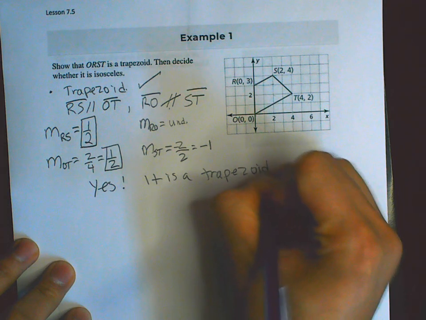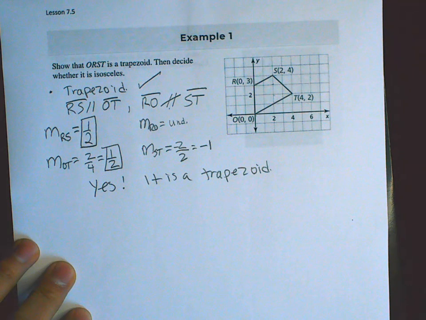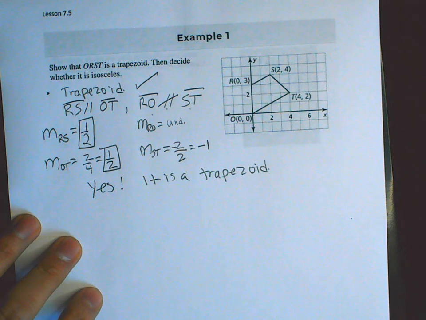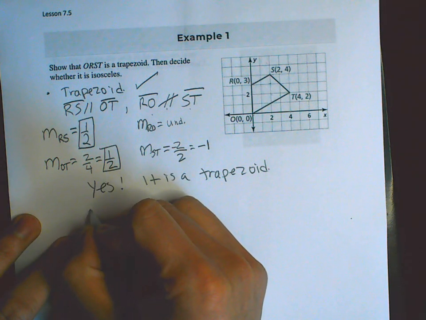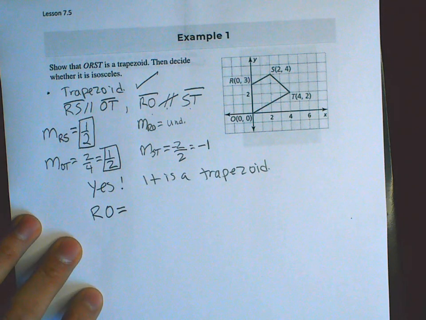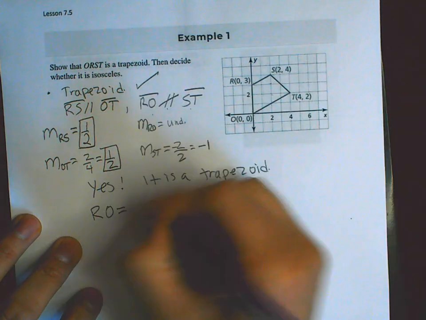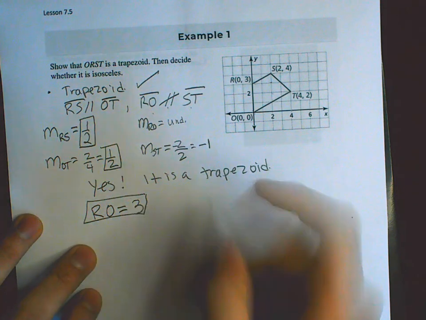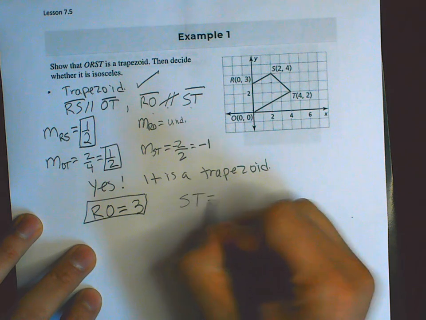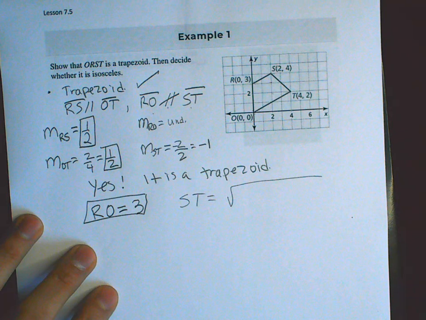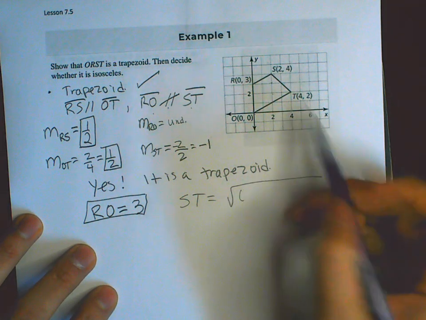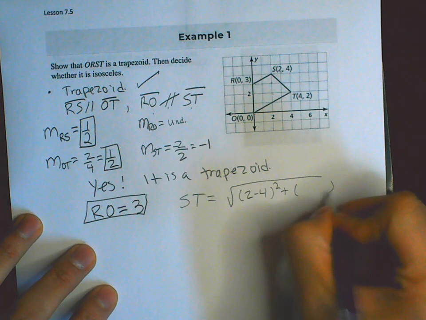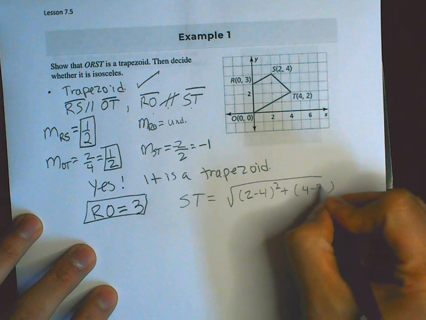How do I know if it's isosceles or not? Well, the non-parallel sides would have to be congruent. So let's look at the distance of RO. RO is vertical, so I can just count. 1, 2, 3. So RO is 3. But I can't do the same thing with ST. I actually have to do the distance formula. So for ST, the differences of the x's, that's 2 minus 4 squared. Differences of the y's, 4 minus 2 squared.